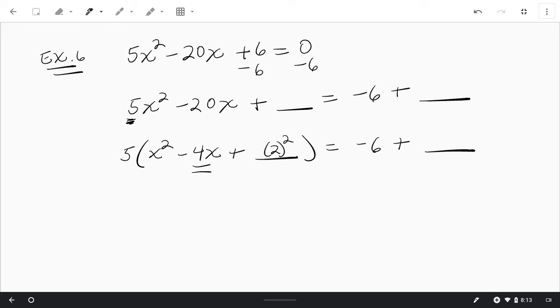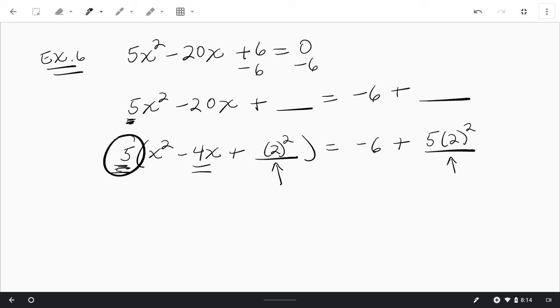Okay. Now, over here on the right-hand side, you're not actually adding 2 squared. You're going to be adding 2 squared times this 5 that's out here. So that's the only thing you have to make sure you pay attention to if you do any factoring. Whatever you add over here, if it's a 2 squared in here, don't forget to do the 2 squared times the 5 that's out here.